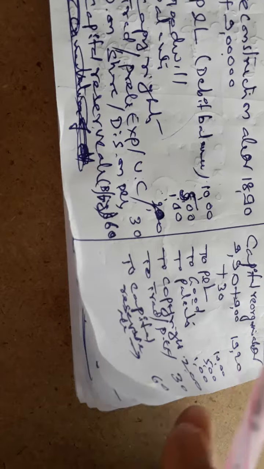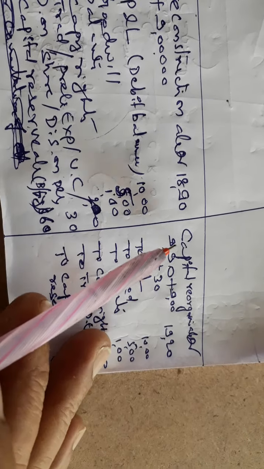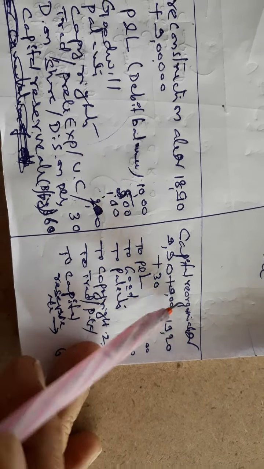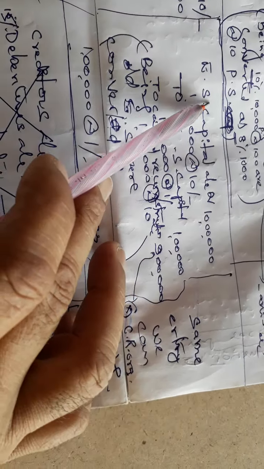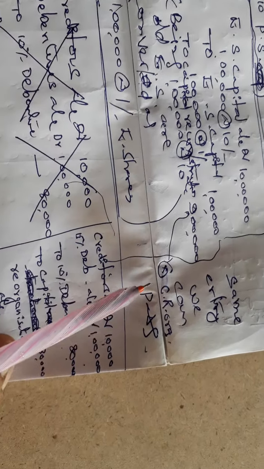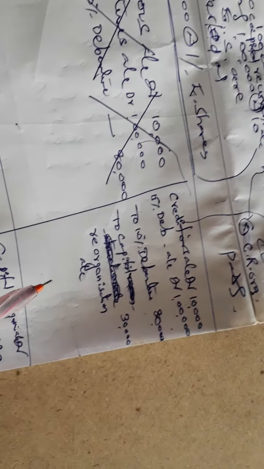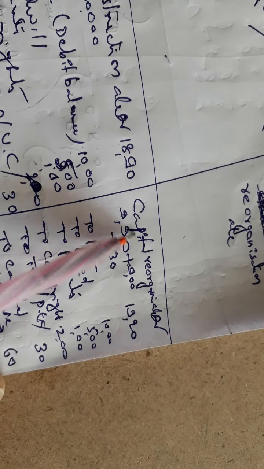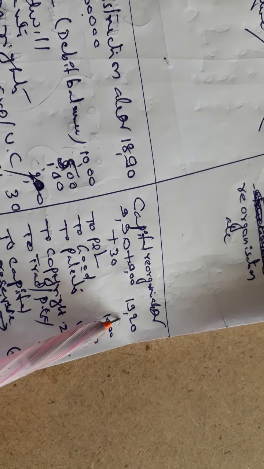Next one, if it is a reorganization, in that case, debit the capital reorganization account with the amounts we created in the above entries. 9 lakhs, then 90,000, that is 9 lakhs 90,000. Plus 9 lakhs, total 18 lakhs 90,000. 18 lakhs 90,000 plus 30,000, total 19 lakhs 20,000. So, on the name of the capital reorganization account, 19 lakhs 20,000.